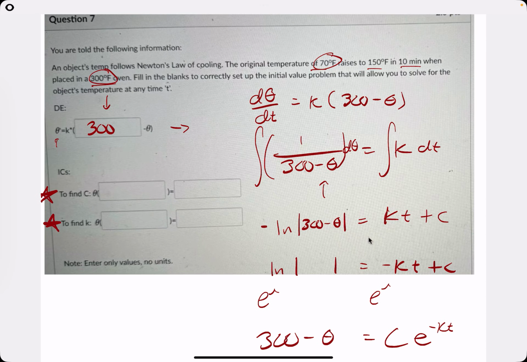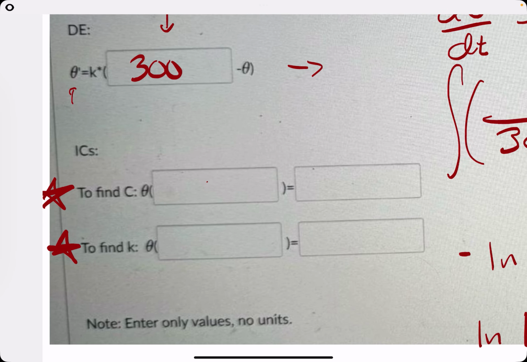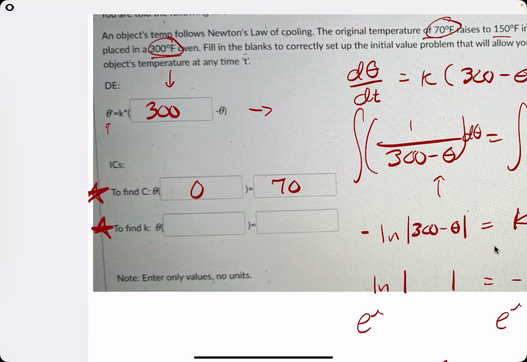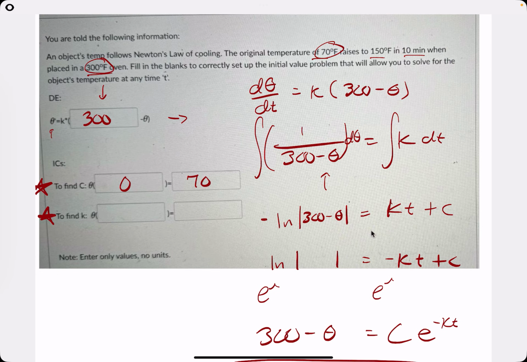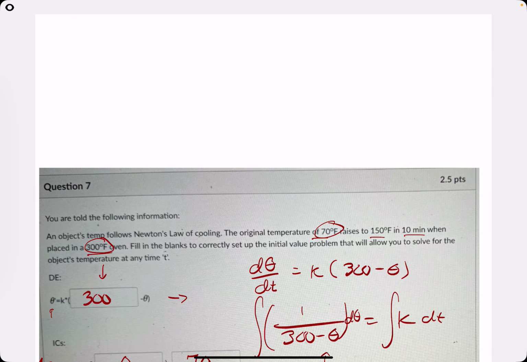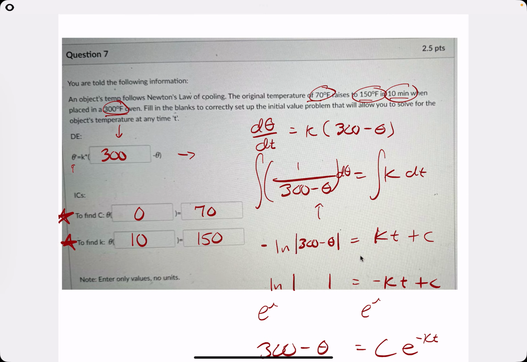Okay. So what they're saying is to find C, theta of 0 is equal to 70. So I guess they don't want you to solve for C. They just want to know how to find it. Yeah, okay. So in that case, to solve for K, you would just plug in 150 at 10 minutes. So you would do the temperature at 10 minutes is equal to 150. I guess that's it. So yeah, I might have worked out a little too much. Sorry. Let's keep it going.